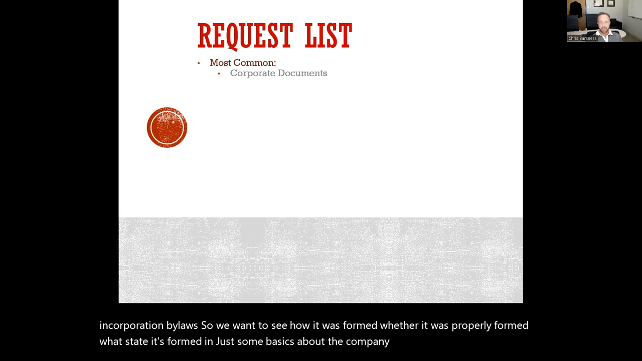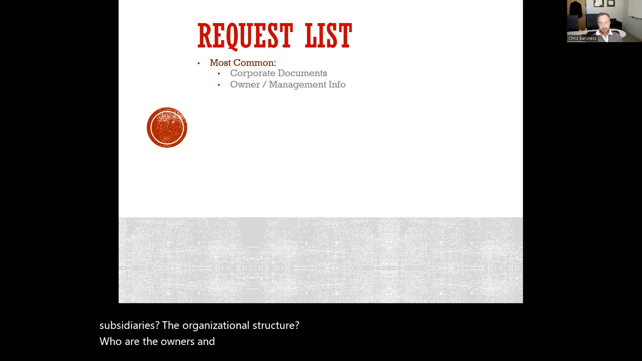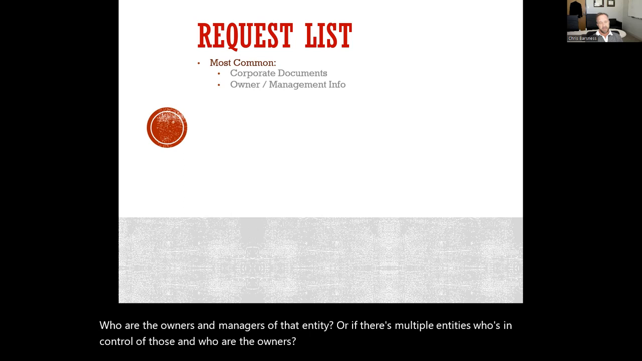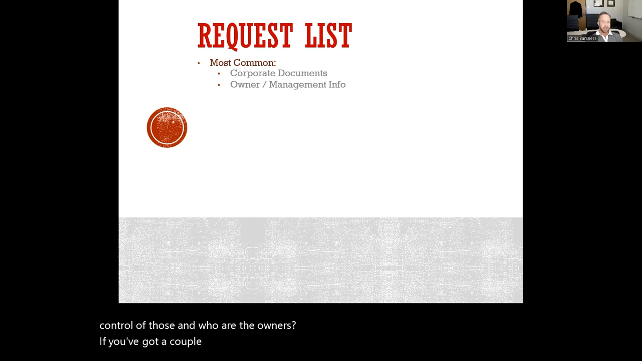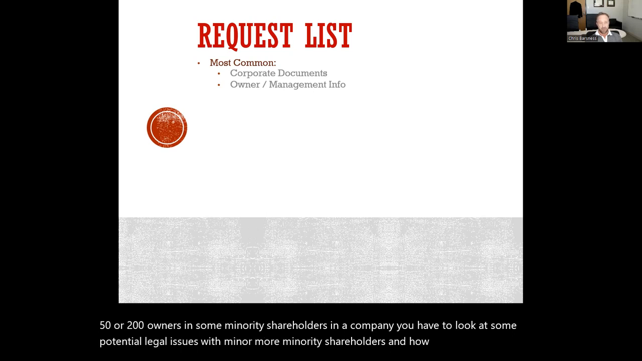Are there subsidiaries, the organizational structure? Who are the owners and managers of that entity, or if there's multiple entities, who's in control of those and who are the owners? If you've got a couple owners, that may not be an issue, but if you've got 50 or 200 owners and even some minority shareholders in a company, you have to look at some potential legal issues with more minority shareholders and how to properly structure the transaction.